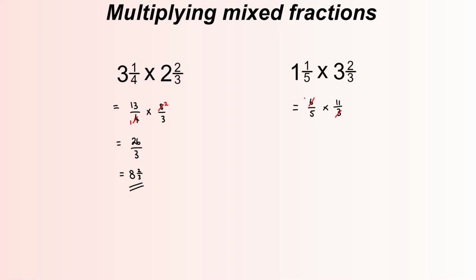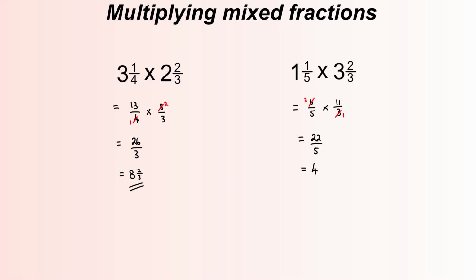So dividing this by 3, how many 3s go into 6? 2. How many 3s go into 3? 1. And then we can go through our top times top and bottom times bottom process. So 2 times 11, 22. 5 times 1, 5. And again, we end up with a top heavy answer here. So how many 5s go into 22?